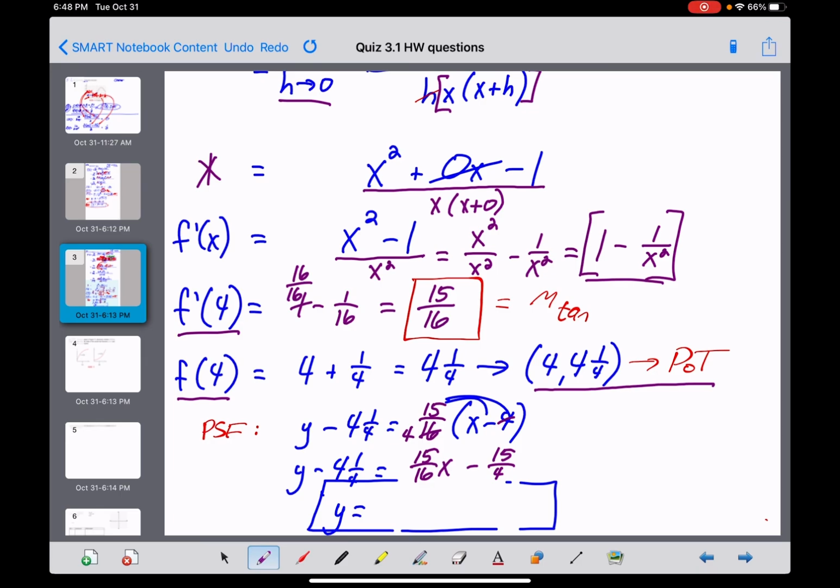And now at this point, we would add 4 and 1/4 to both sides. So plus 4 and 1/4. And over here, I think I'd make that an improper fraction, guys. That's 16 plus 1. That's plus 17 over 4. So I believe the final answer here is going to be 15 sixteenths x, and then plus, that'd be 2/4 or 1/2.